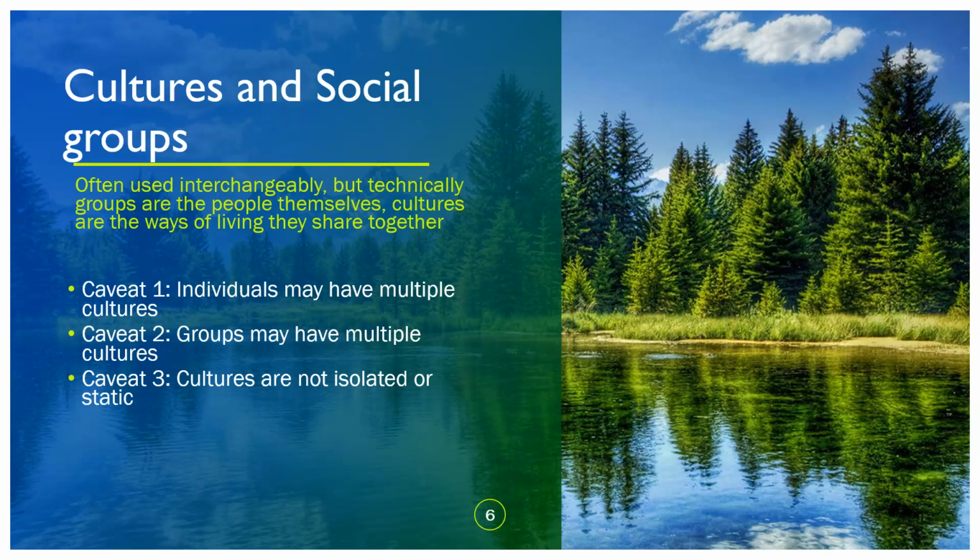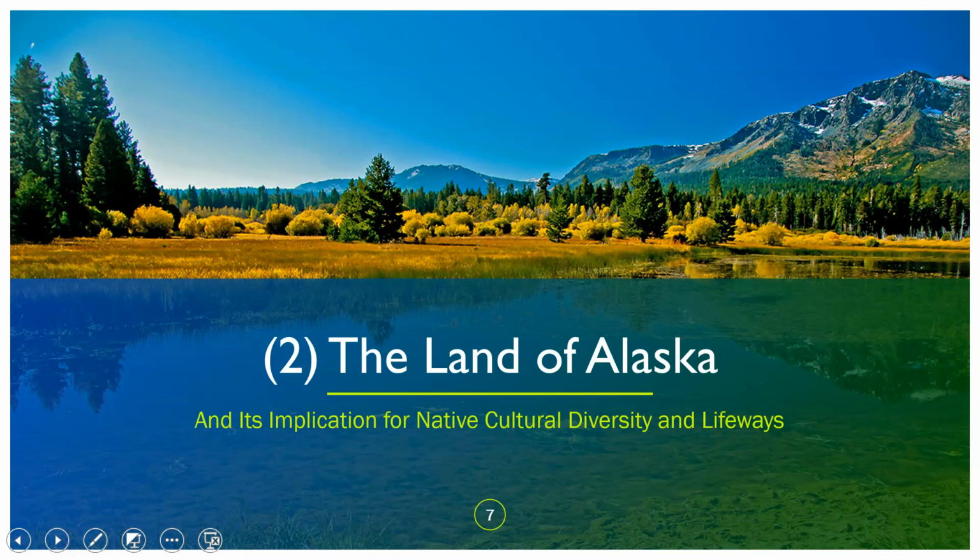Although actually individuals can have multiple cultural backgrounds, I suspect many of us do, groups can have multiple cultures, and cultures aren't isolated, they blend and blur into each other. So that's just to give us a sense, when I start talking in a second about cultural diversity and cultures, of what I mean when I say a culture. I really do mean that kind of holistic, overarching way of life.